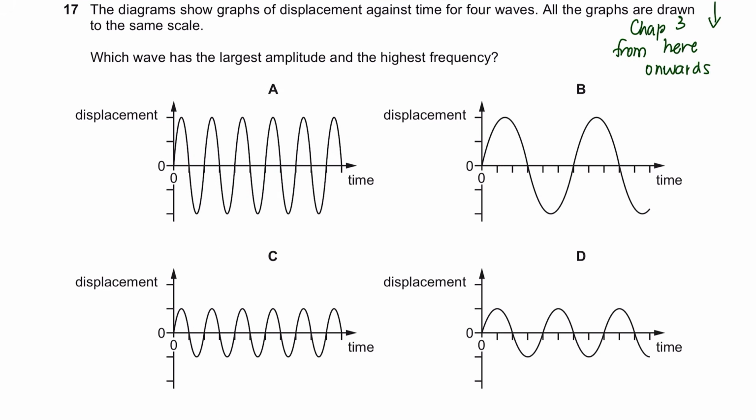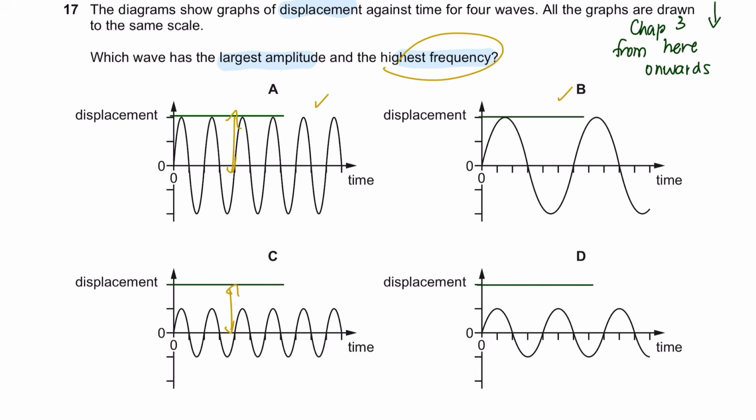Next, question 17. The diagram shows graphs of displacement against time for 4 waves. All the graphs are drawn to the same scale. Which wave has the largest amplitude and the highest frequency? So the largest amplitude here will be determined by the height. So the answer is either A or B. And highest frequency means that your wavelengths will be as short as possible, and the distance here is quite far.